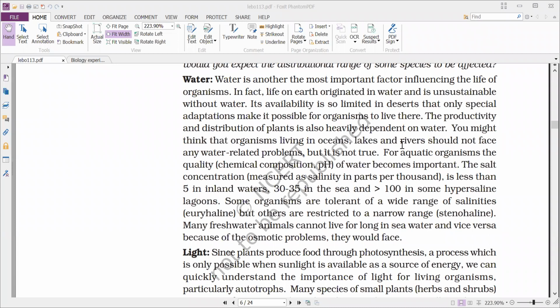In that, the salt concentration will be less than 5 ppt, parts per thousand. ppt is parts per thousand, and ppm is parts per million. Here it is given in parts per thousand. And when you observe sea water or ocean water, it is around 30 to 35 parts per thousand.